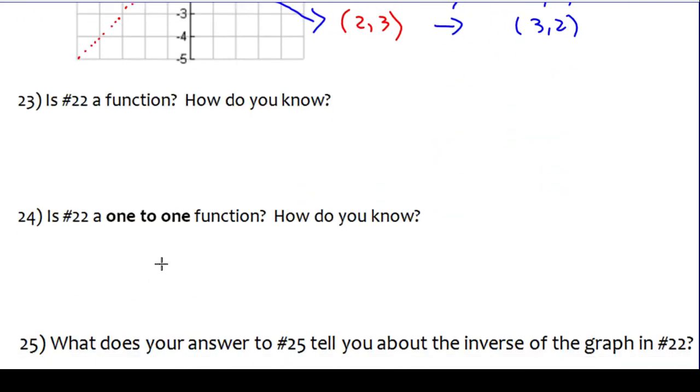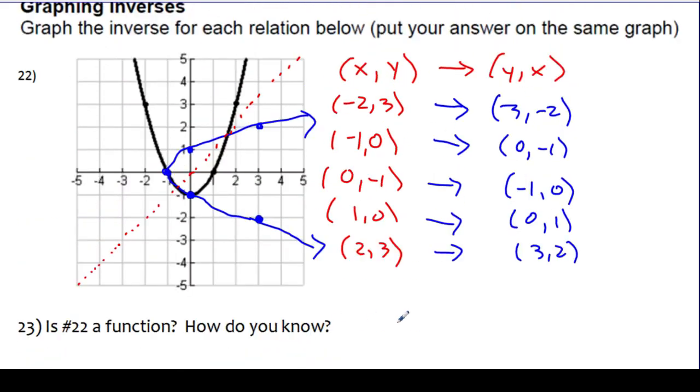Okay, in problem number 20, this says 25, this should be 24. Okay, in problem number 24, we figured out that the graph above was not one-to-one, and they asked, what does that tell you about the inverse of the graph? Okay, what that tells us is that the new graph, this blue one, is not a function.